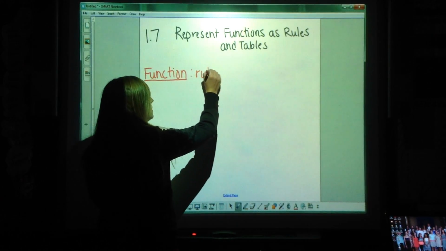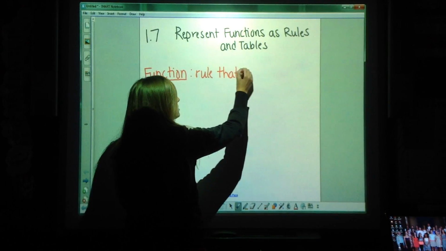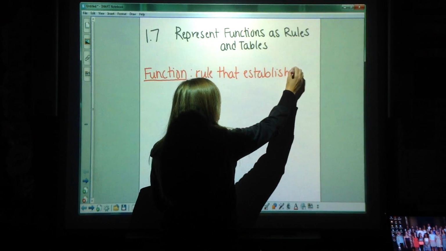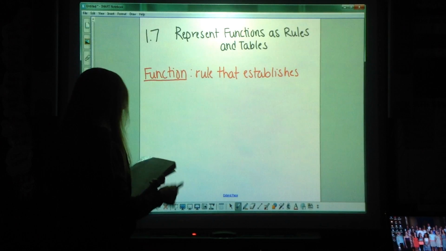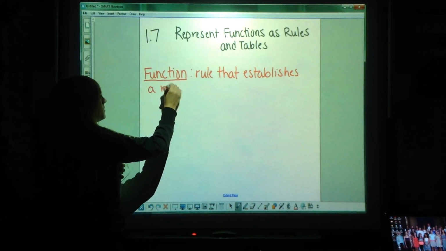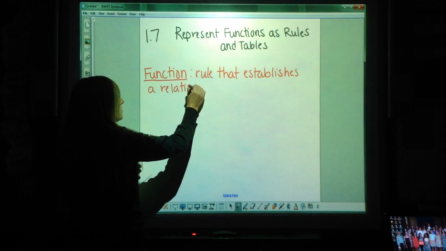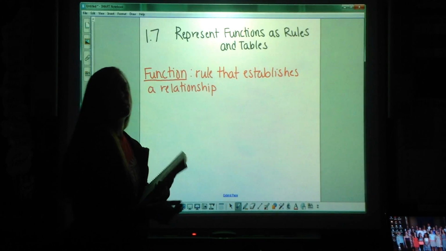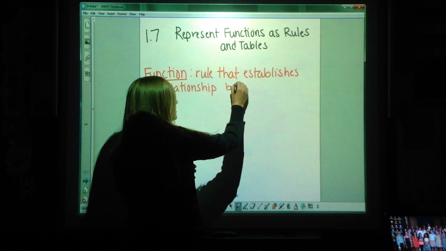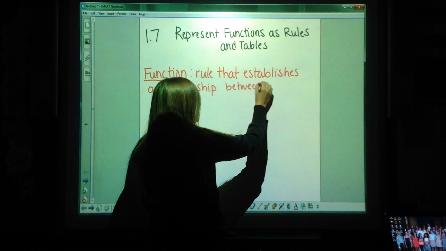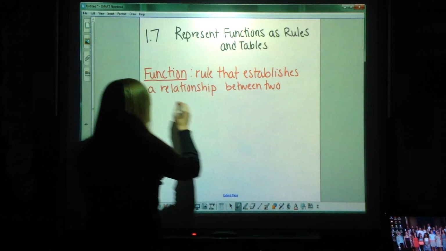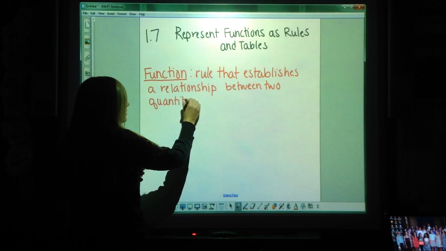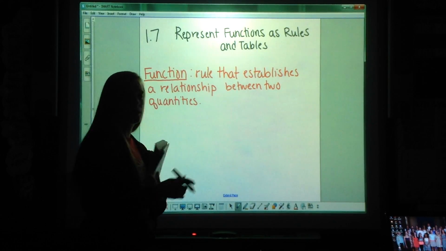A rule that establishes a relationship between two quantities. And these two quantities are an input and output.